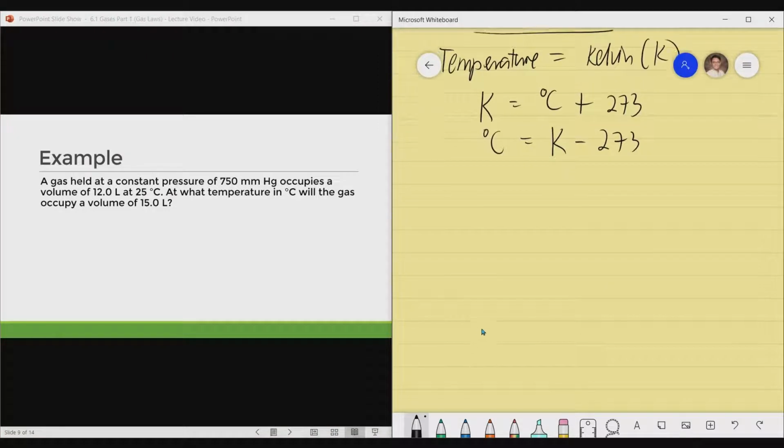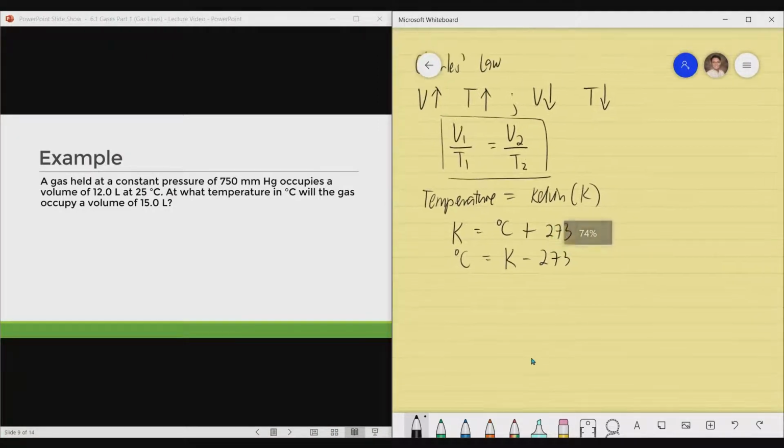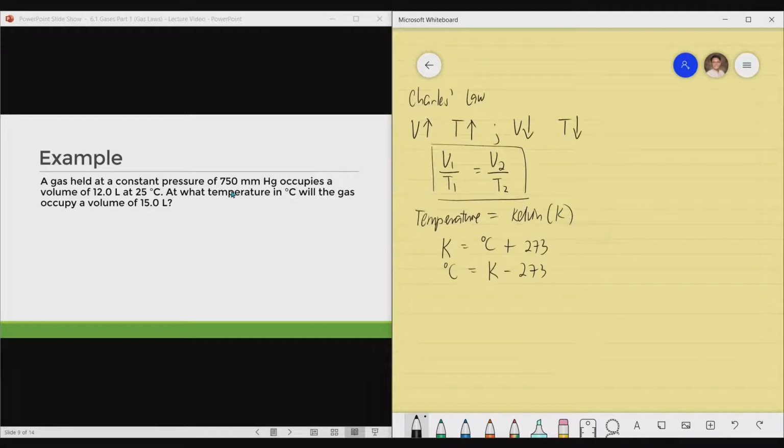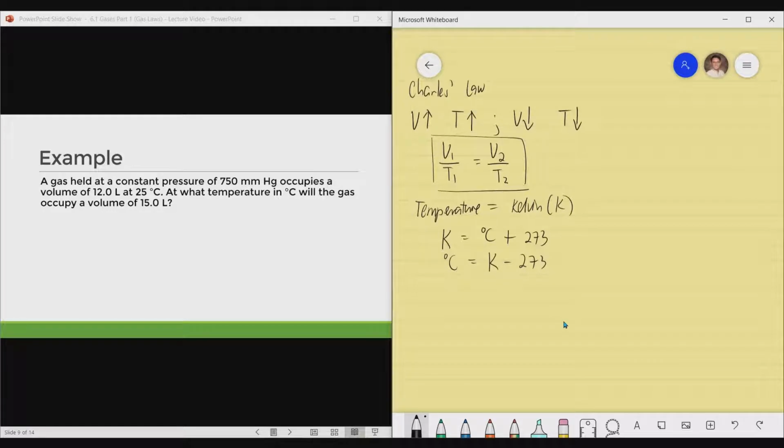Let me provide an example. A gas held at a constant pressure of 750 millimeters mercury occupies a volume of 12.0 liters at 25 degrees Celsius. At what temperature in degrees Celsius will the gas occupy a volume of 15.0 liters? Following Charles' law and also the GRESA format, your given is the initial volume, 12.0 liters, and the initial temperature, 25 degrees Celsius. The final temperature is the one we are required to find. Another given is the final volume, 15.0 liters.